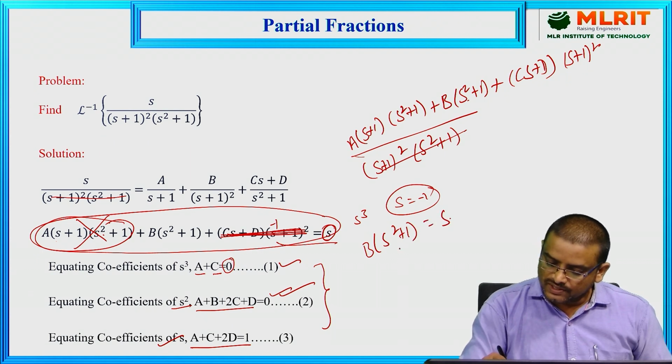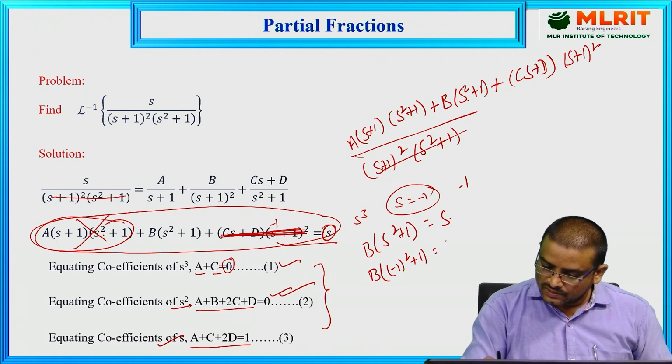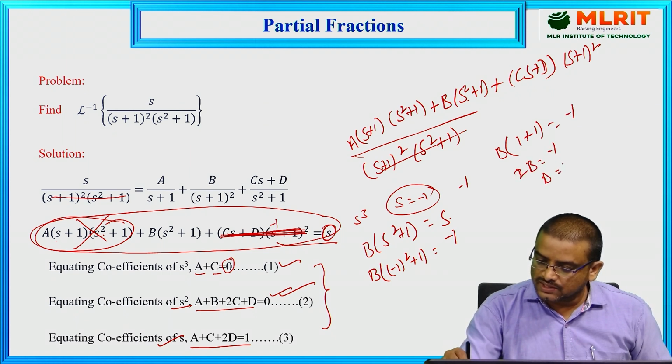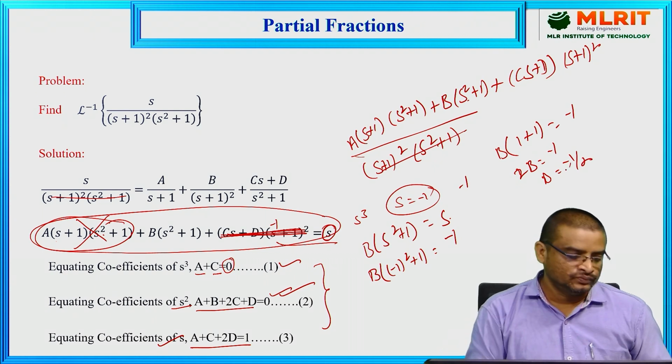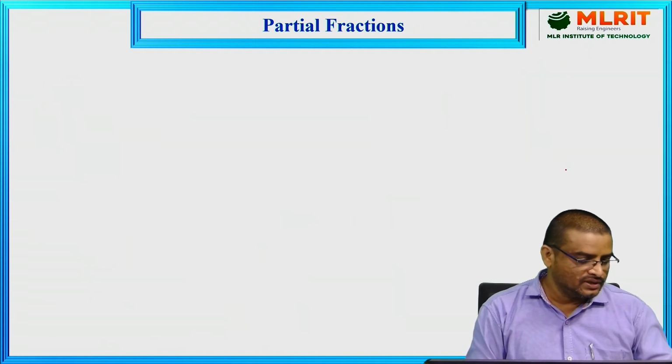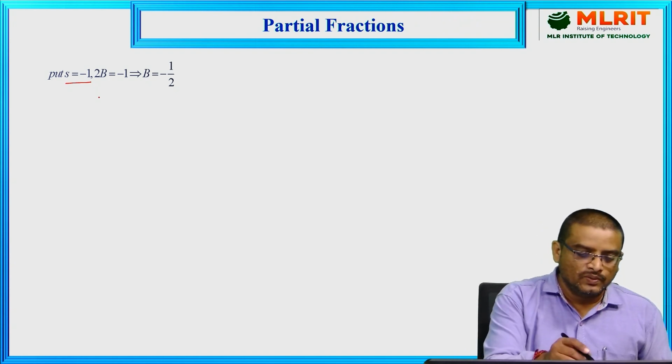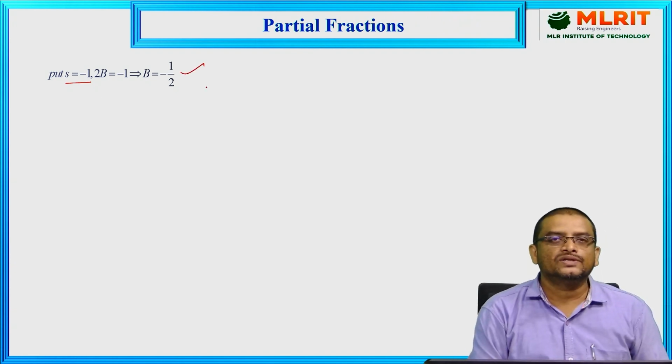Now let's replace s is equal to minus 1. So b of minus 1 whole square, that is 1 plus 1, is equal to minus 1. So 2b is equal to minus 1, b is equal to minus 1 by 2. That is the thing we have done in the previous one. By substituting s is equal to minus 1, we got b is equal to minus 1 by 2.